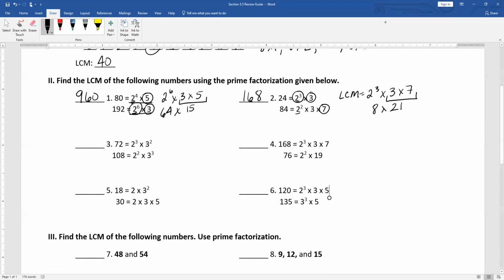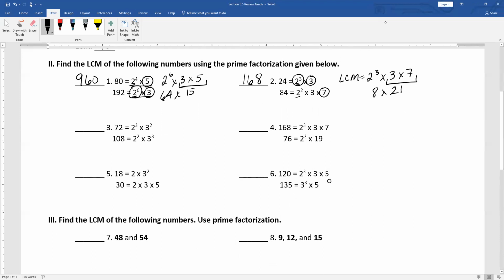Okay, moving on to number 3, it's the same thing. In this case, we're sharing common factors with all of them, but 72 has the prime factor of 2 to the third, which is the highest exponent, and 108 has 3 cubed, which is also the highest exponent. So those are the ones we would include with our least common multiple. 2 times 2 times 2 is 8. 3 times 3 times 3: 3 times 3 is 9, and then 9 times 3 is 27. So now we have 8 times 27, which gives us 216.